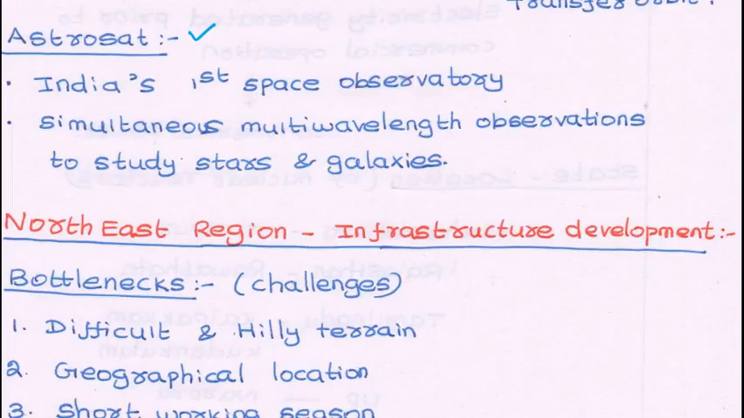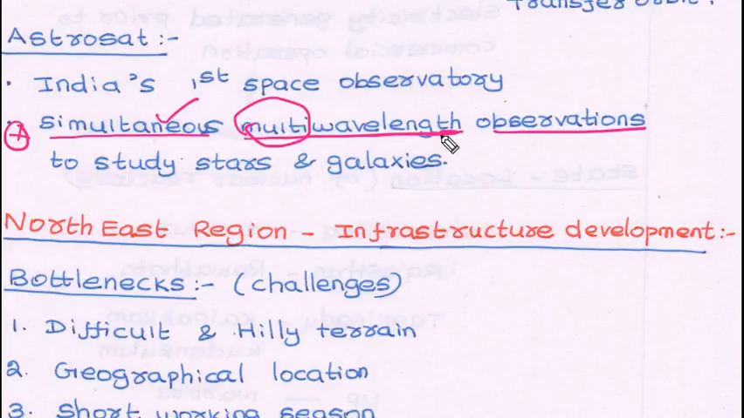Now let's discuss AstroSat. AstroSat is India's first space observatory. India's first space observatory is named AstroSat. The important prelims point in this topic is that it has simultaneous multi-wavelength observations. So it has simultaneous multi-wavelength observation.